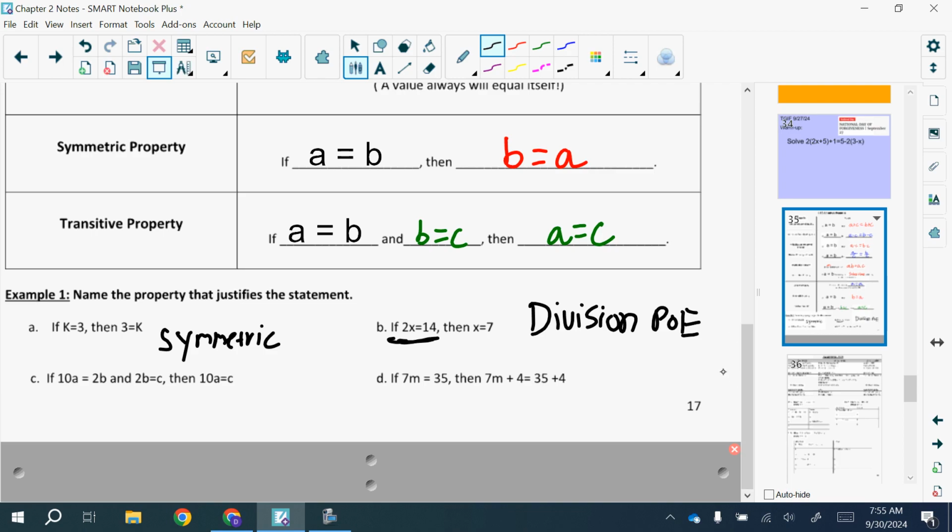If 2a equals 2b and 2b equals c, then 10a equals c. That would be transitive property. And technically, you should probably write property. 7m equals 35, and then 7m plus 4 equals 35 plus 4. They added 4 to both sides, so keyword add. So addition, POE.